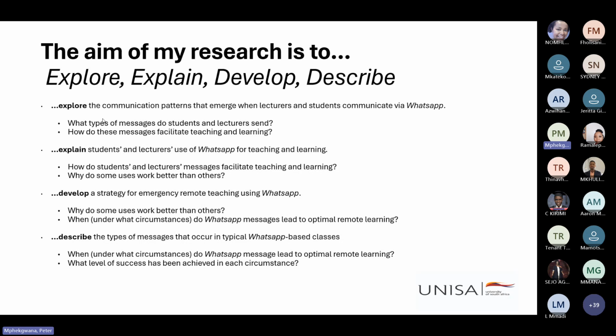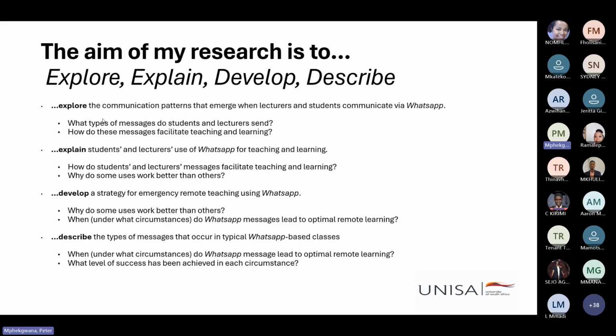Then under development, we can say, why do some uses work better than others, in terms of WhatsApp and so on? Then we can say, when do WhatsApp messages lead to optimal remote learning? In terms of describe, you can say, when do WhatsApp messages lead to optimal remote learning? Then the what: what level of success has been achieved in its circumstances? So you can rephrase these questions using the when, what, why, and how, as long as you know where your research contributes. Is it exploring? Is it explaining? Is it developing? Or is it describing?